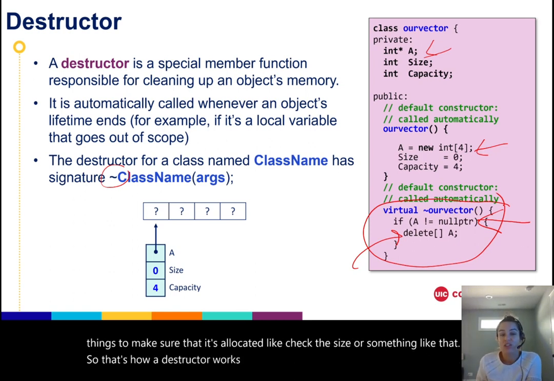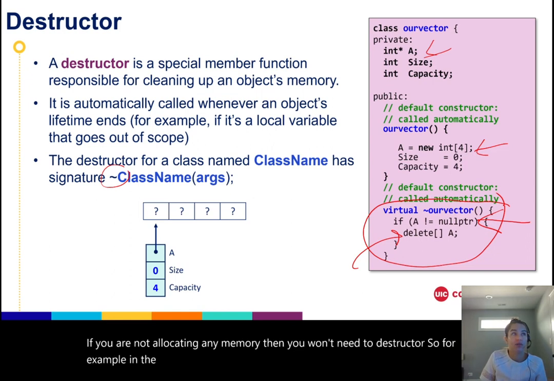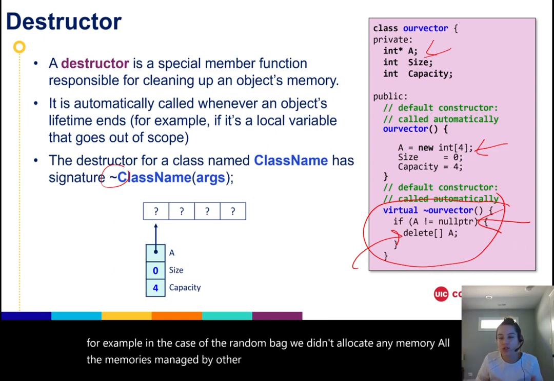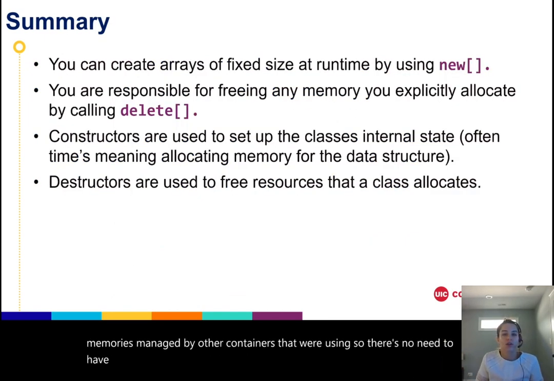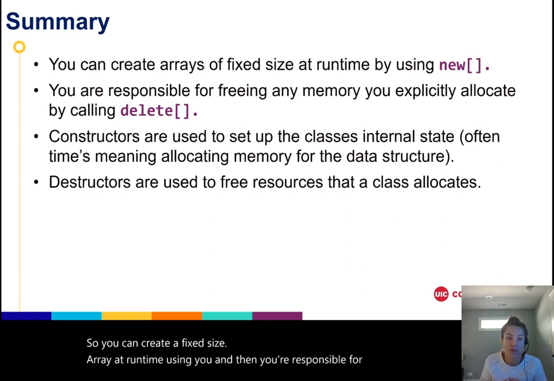So destructors need to call delete. If you are not allocating any memory, then you won't need a destructor. For example, in the case of the random bag, we didn't allocate any memory. All the memory is managed by other containers that we're using, so there's no need to have a destructor. You can create a fixed size array at runtime using new, and then you're responsible for freeing any memory that you allocate by calling delete.